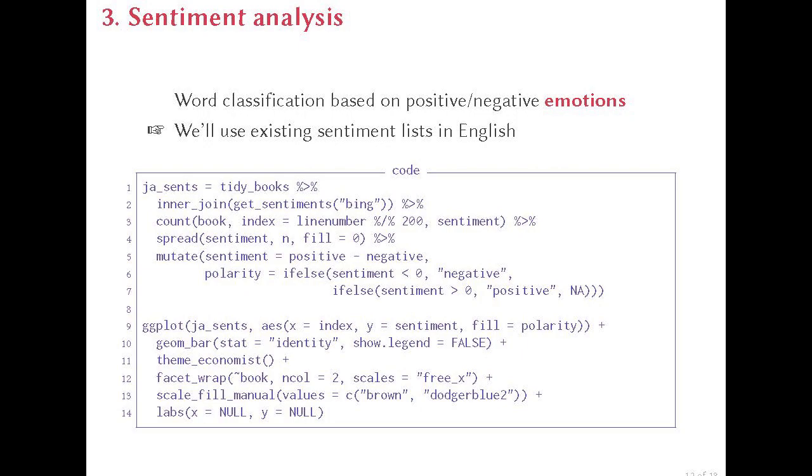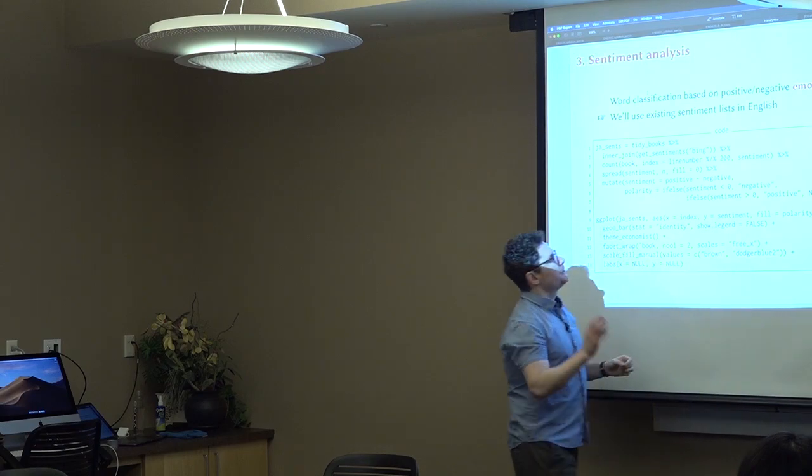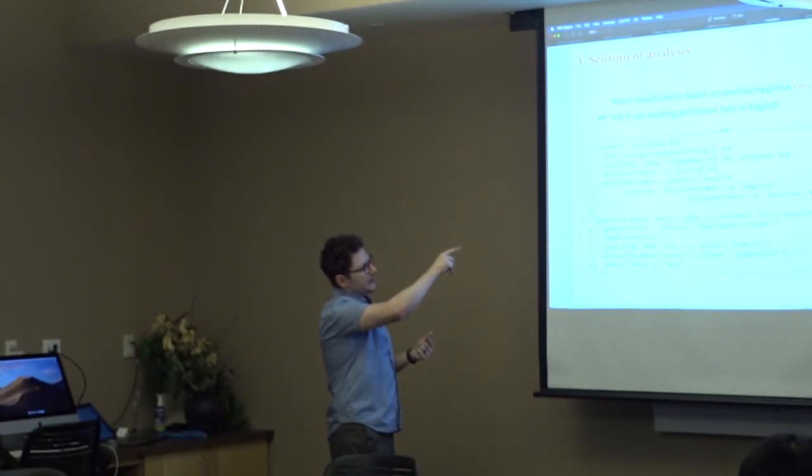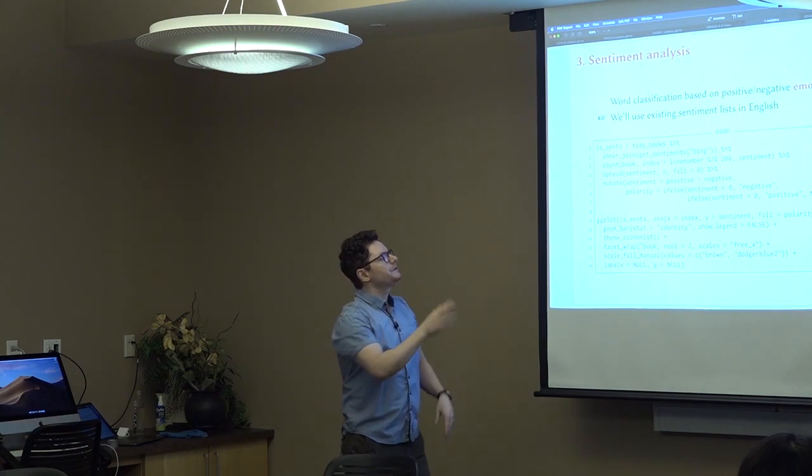And there are different ones, right? You can get ones from Bing. I think Google has a bunch, so there are different APIs for that. Here we're creating a new variable, and that variable will take tidybooks, the same variable from before. Then it's going to inner join, meaning it's going to add some information to it using the sentiments from Bing. Then it's going to count using book as our reference, using the index of the line number divided by 200 here, and it's going to compute the sentiment, getting it from the get_sentiments function at the top there.